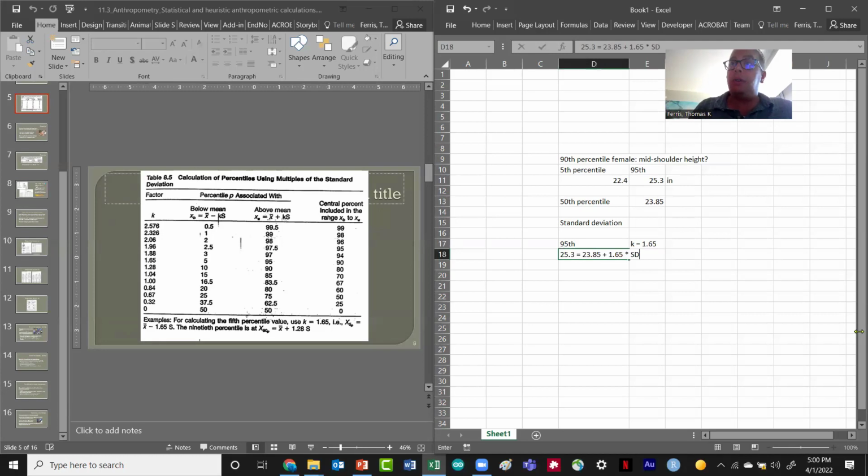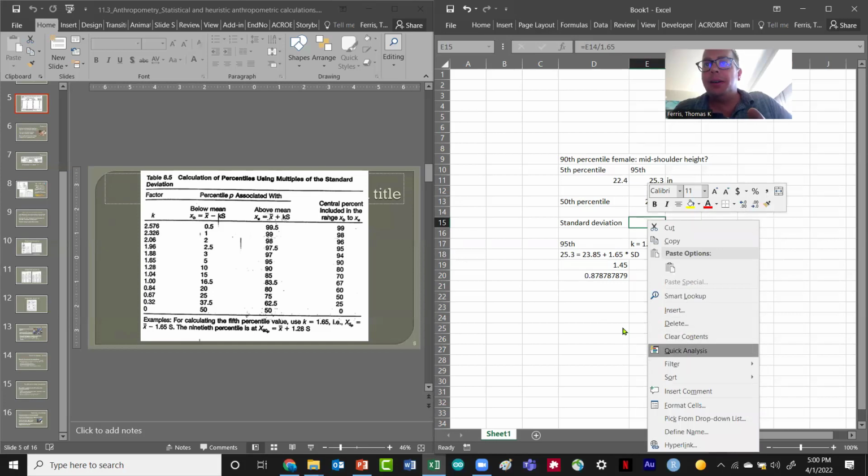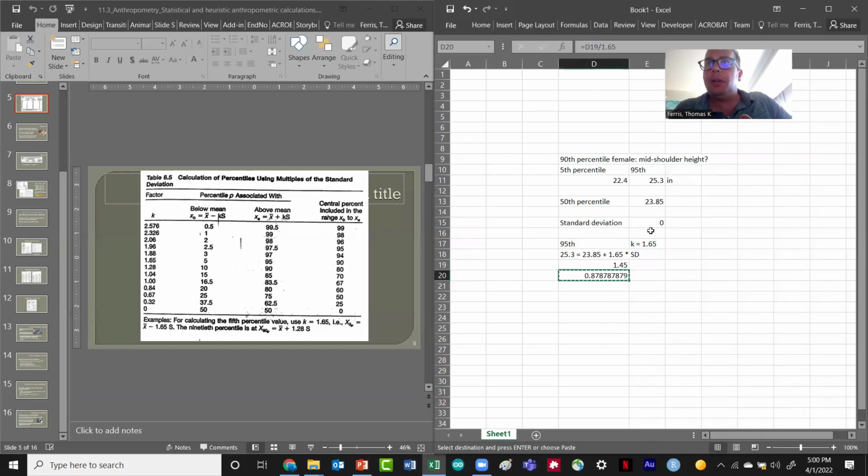So now I'm going to solve for my standard deviation. Let's go equals 25.3 minus 23.85, and then that divided by 1.65. There we go. That's our standard deviation. We'll put that guy right here. Sorry, I have to format cells. Okay, copy. There we go. All right, good.